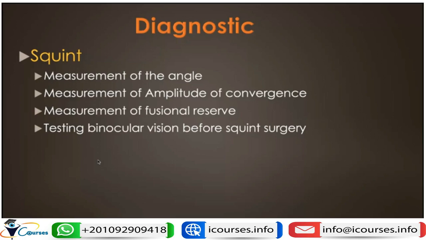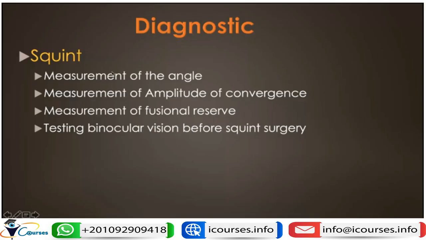The second diagnostic use for the prisms is in squint. So what are the uses of the prism in squint? We can use the prism in squint for measurement of the angle of squint, so that we can know how much angle we will work on in surgery. We also use it for measurement of the amplitude of convergence, the measurement of the fusional reserve, and testing the binocular vision before the squint surgery.